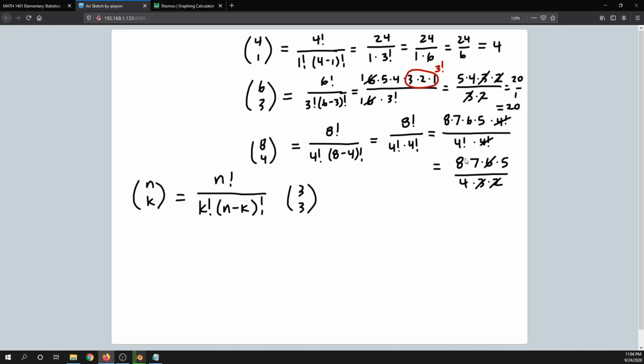And then 8 and 4 have a common factor of 4, right? So 4 goes into itself once, it goes into 8 2 times. So we're going to wind up with 2 times 7 times 5, right, on the top, and a 1 on the bottom. And so that comes out to be 70, right, when we do that.